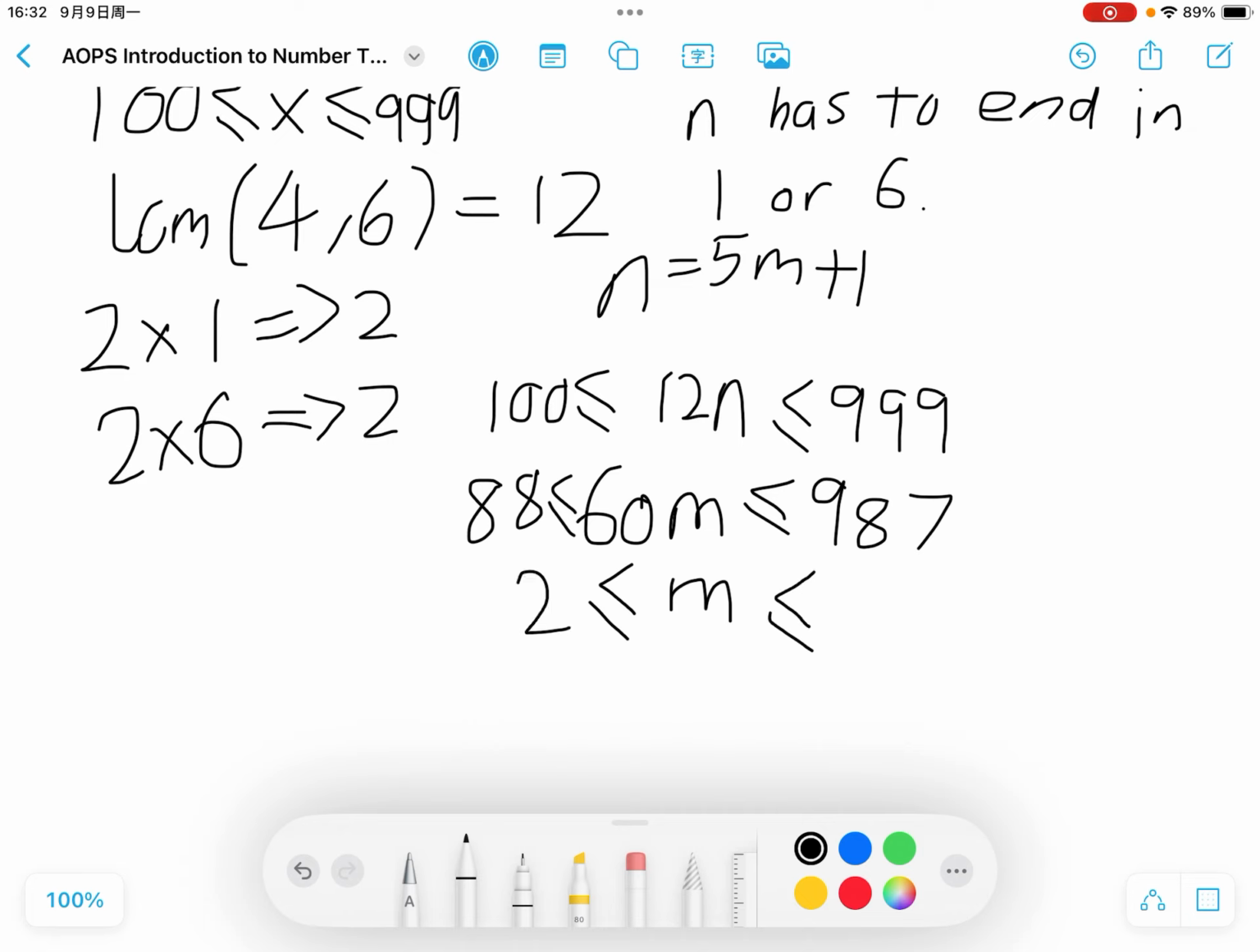And then 987 divided by 60 is 16, with a remainder of 27. But let's just leave that alone. So the numbers m are between 2 and 16. So if you do the subtraction, it's 16 minus 2 plus 1, which is equal to 15. There are 15 numbers in total that meet the condition for our question.